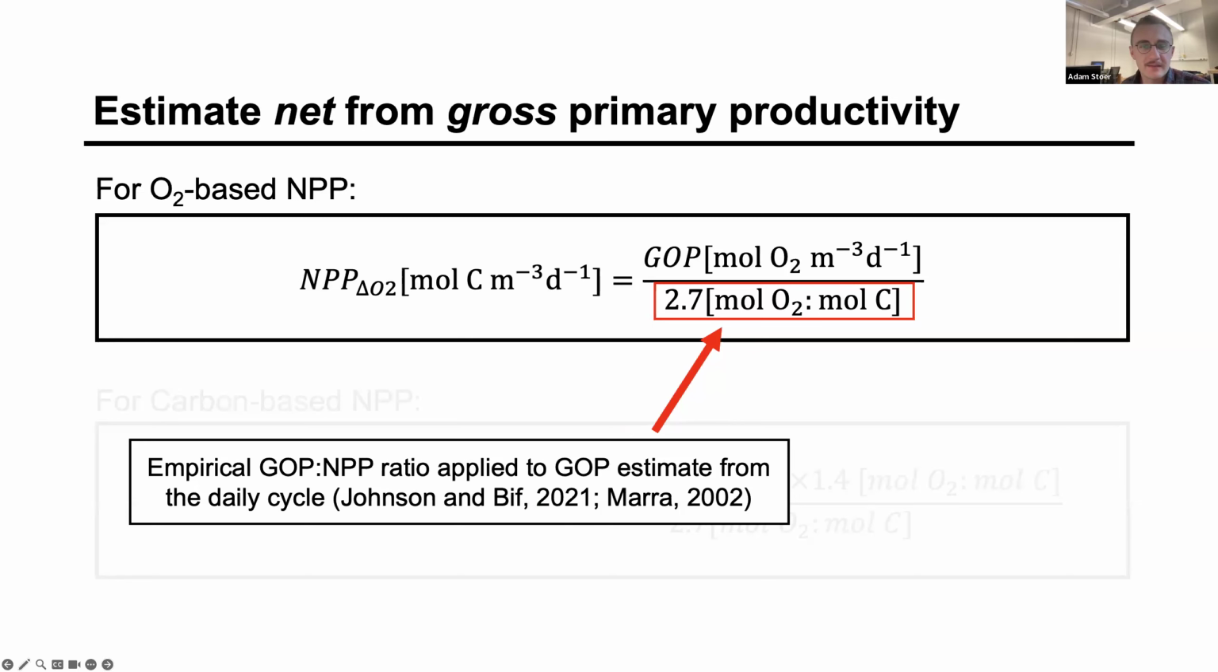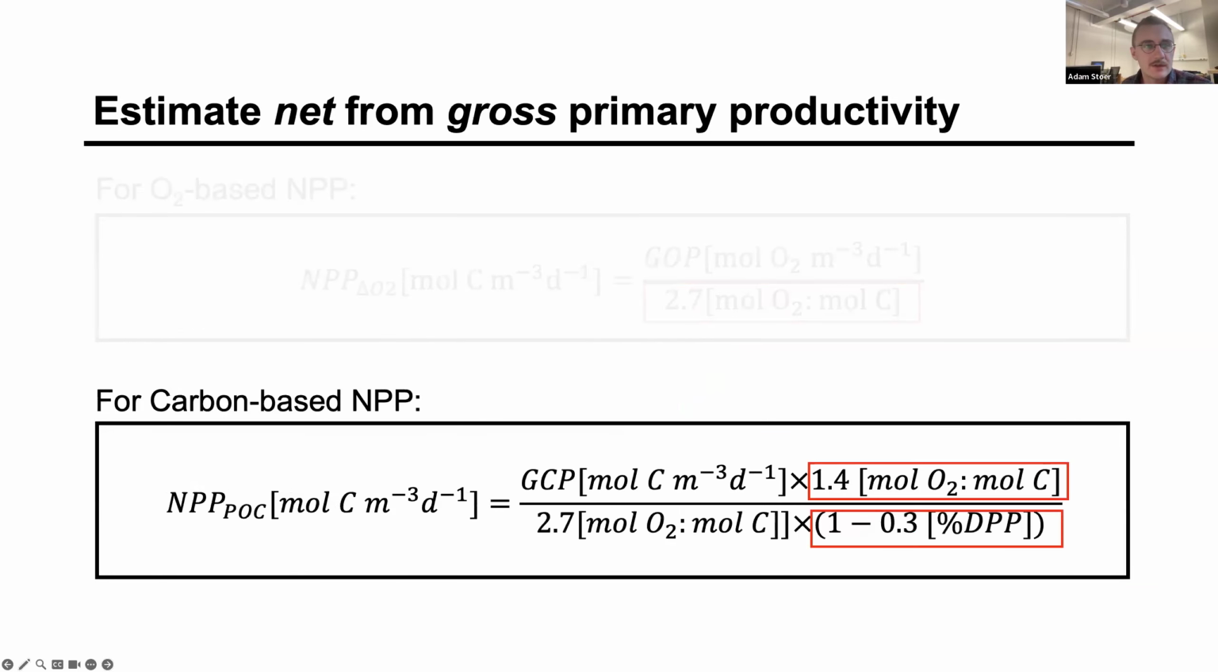We had to add a couple of steps here. In our version, we had to multiply by the photosynthetic quotient to get an estimate of gross oxygen production. And then we also accounted for dissolved primary productivity down at the bottom there. And then we use that 2.7 value again. And so we have basically two independent estimates of net primary productivity from these floats.